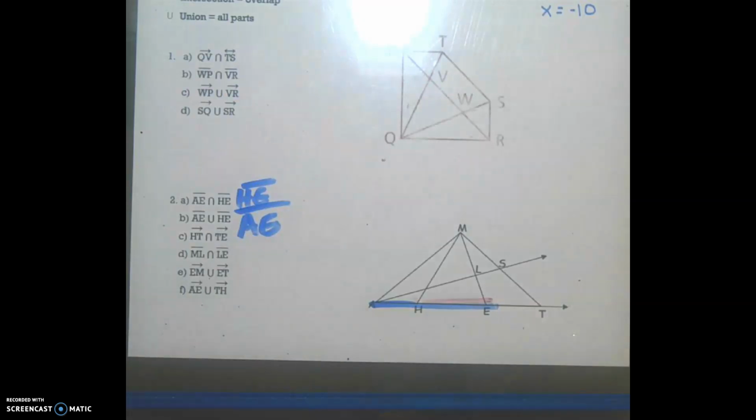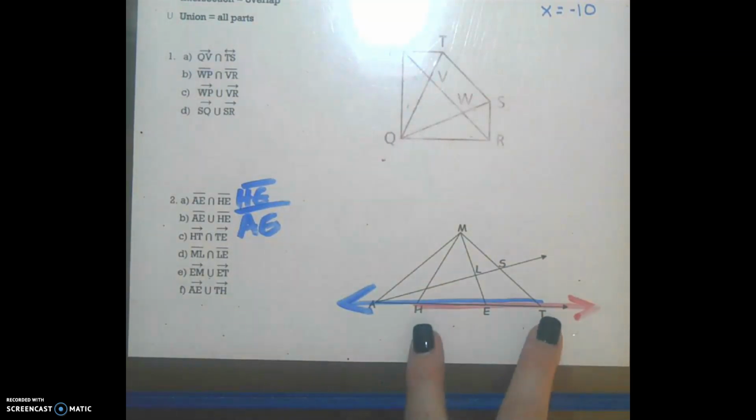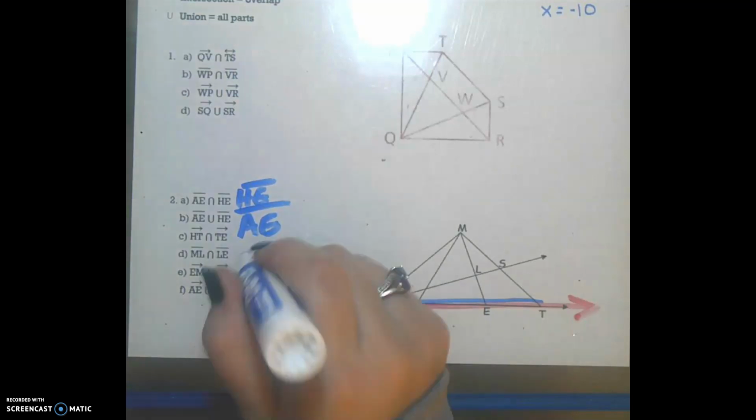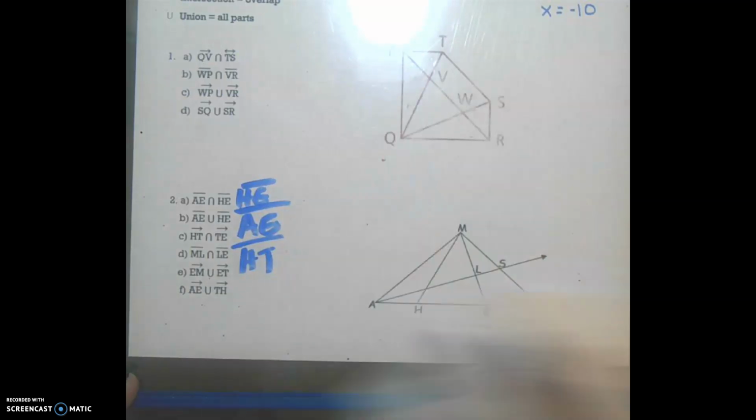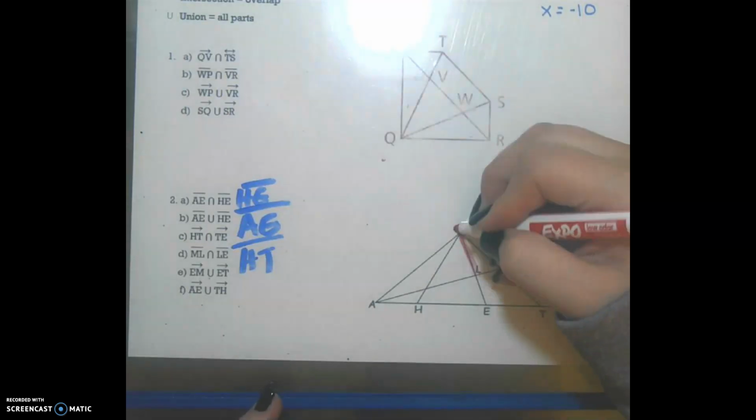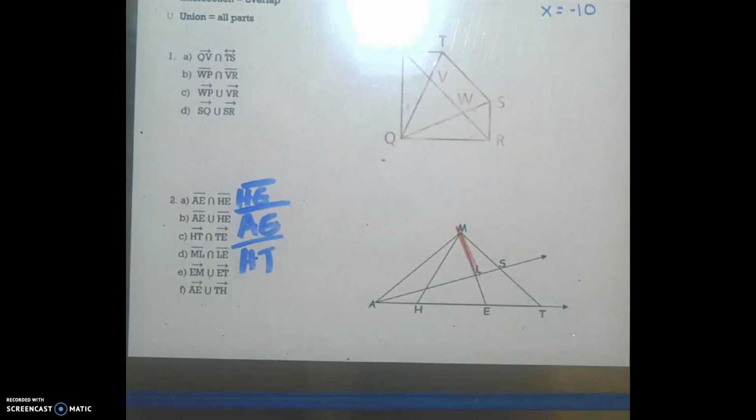C is asking me for the intersection of ray HT and ray TE. The intersection, so where they overlap, is this segment HT. Part D, the intersection of segment ML and segment LE. And where do they overlap? It is just at this point L.